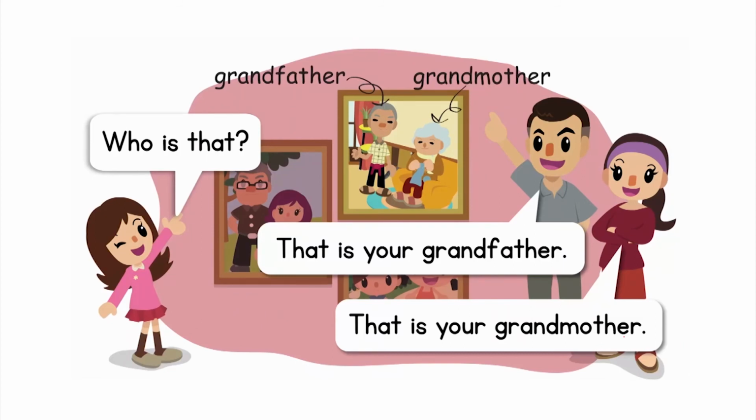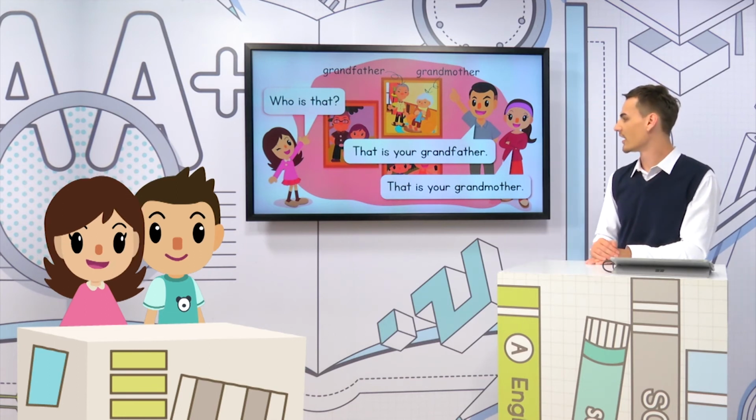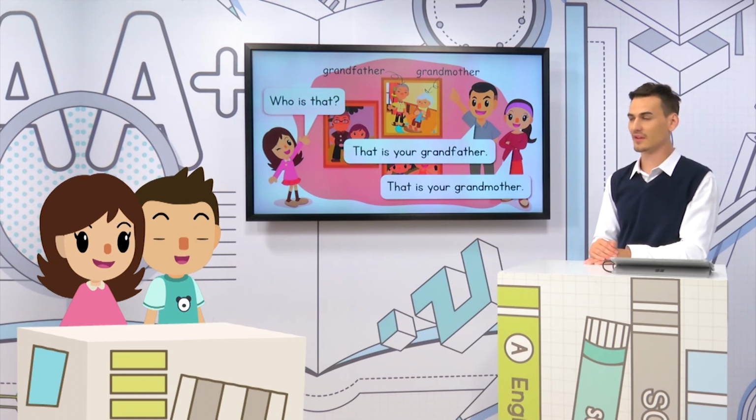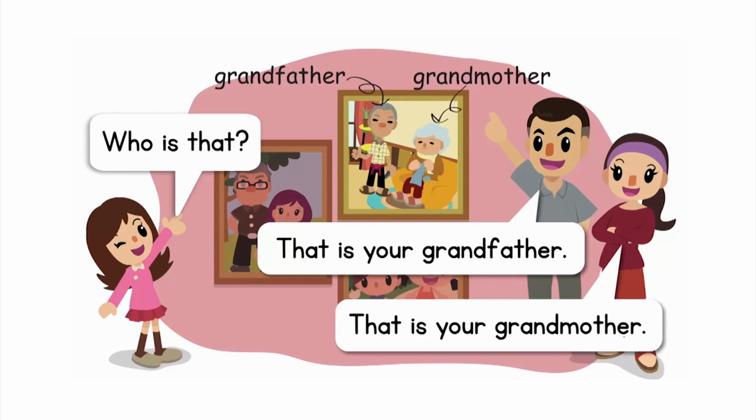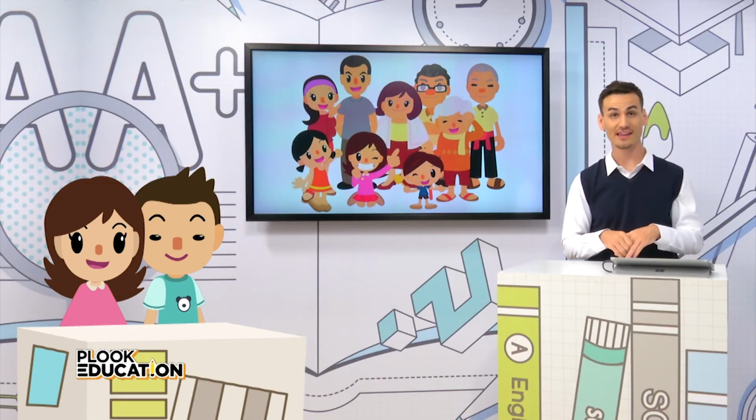Then as she saw more pictures of her relatives, she asked even more, "Who is that?" On the top picture, there was a picture of her grandmother and grandfather. Both her mom and dad answered, "That is your grandfather." Will you say that with me? That is your grandfather. That is your grandmother. Wow, Nam has a grandmother and a grandfather just like you. Let's review some of the names of the different relatives and practice asking and answering, okay?